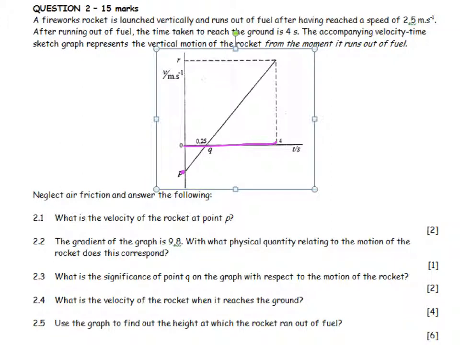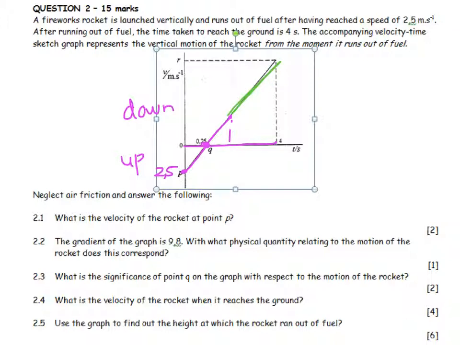In other words, this is from the moment it ran out of fuel, and it was going at a speed of 2,5. Turns out that it was going at a speed upwards. From this point onwards, it was going downwards. So it must have slowed down, stopped, turned around, reached its original point, and then continued traveling until the ground. That's what would have happened in that picture.